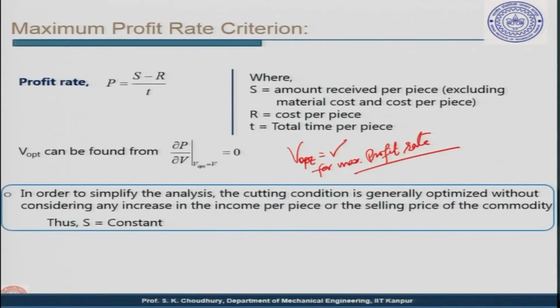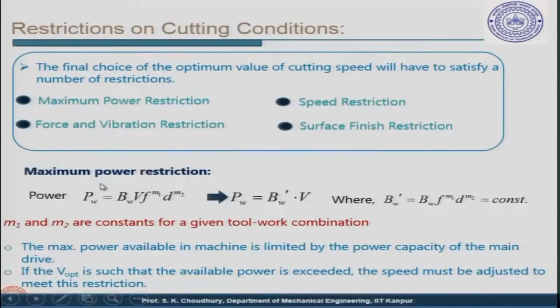Okay. Now, although we got these optimum values, that is the feed, speed and depth of cut, we have some restrictions, and we cannot always use these values exactly. Let us see these restrictions. The final choice of the optimum value of cutting speed that we have determined will have to satisfy a number of restrictions. These are the maximum power restriction, force and vibration restriction, speed restriction, or surface finish restriction. I will quickly go through that, it is common sense.